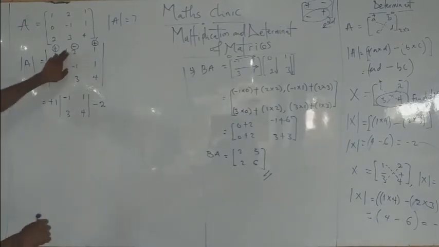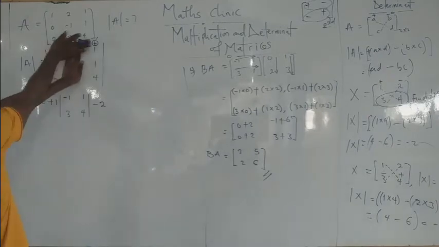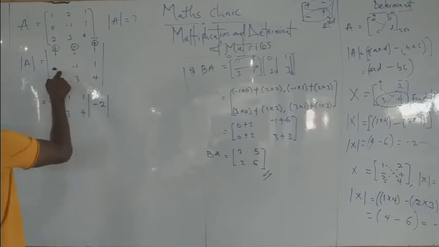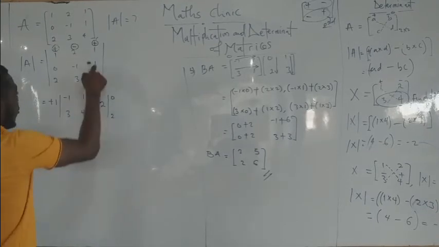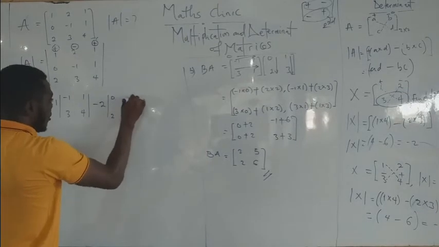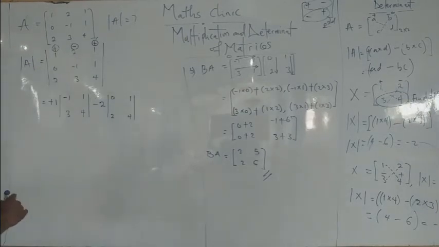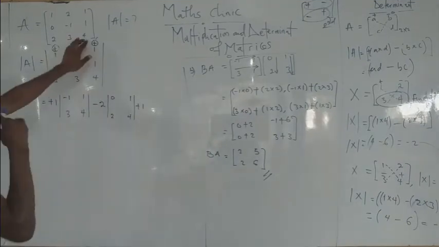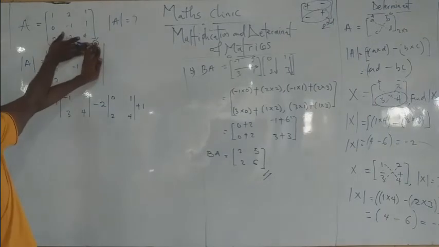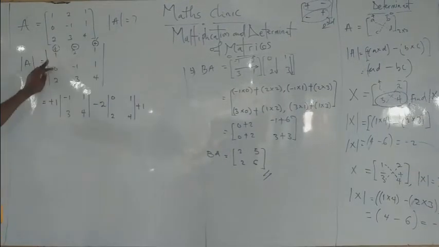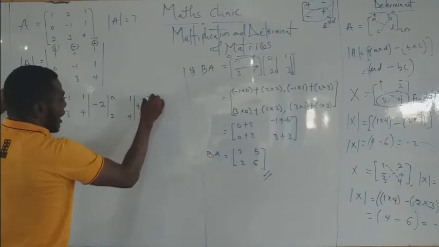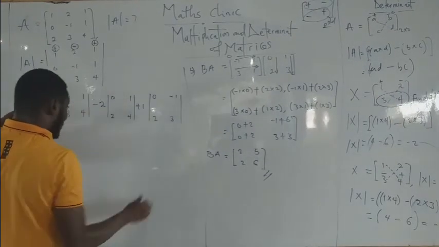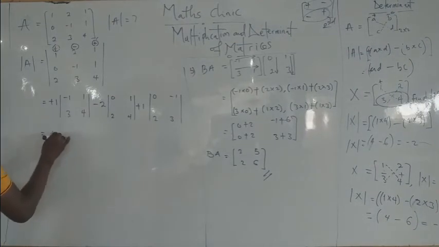Once you are picking minus 2, you close this, you close this. We'll be left with 0, 2, 0, 2, 1, and 4. Followed by plus 1. Once you are picking this, we close this, then we close this. We are left with 0, 2, minus 1 and 3. Are we together? So this will be equal to plus 1.